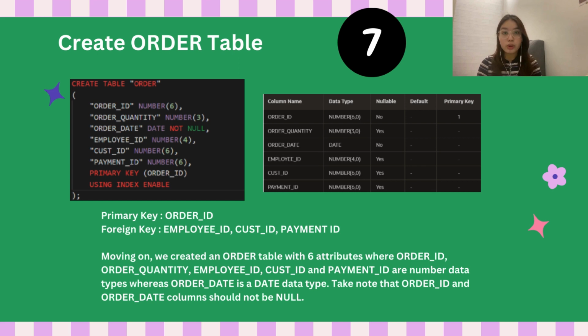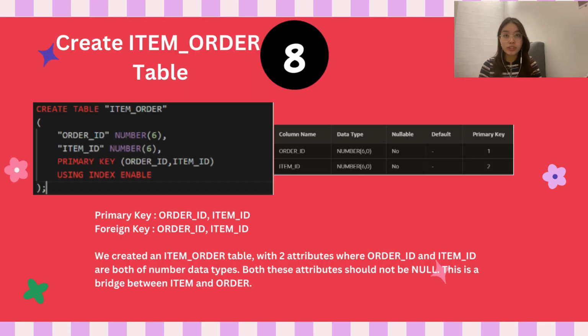We also created order table, where it has 6 different attributes: order ID, order quantity, order date, as well as foreign keys, which are employee ID, customer ID, and payment ID. And the output in SQL as a table is as shown. Next, item order table. We have 2 attributes, which are order ID and item ID, which are both number data types, and the syntax is as below, whereas the SQL equivalent of the table is shown.